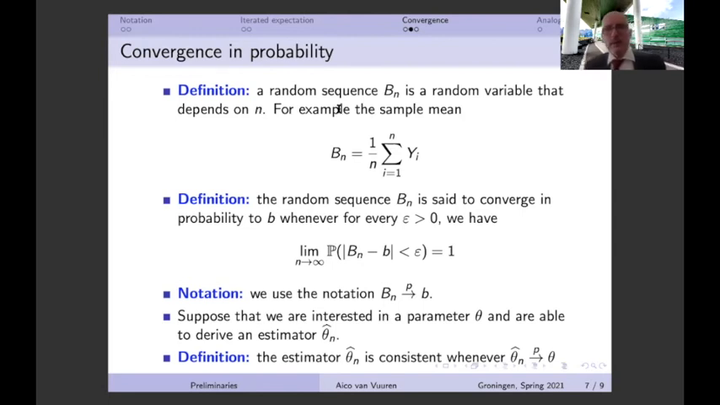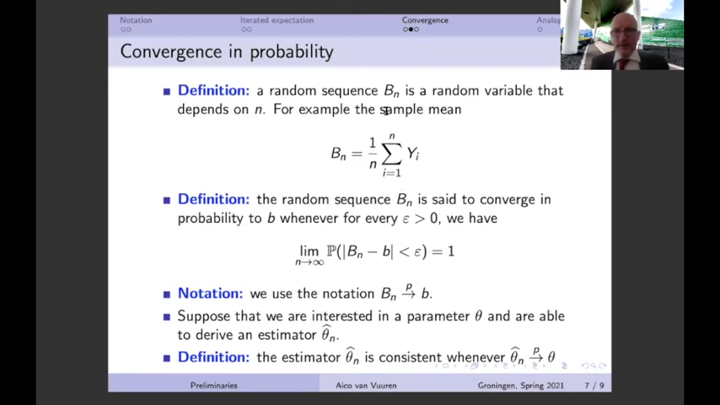Let's look at a very simple example of a random sequence. That is the so-called sample mean. And a sample mean is actually nothing else. Well, I'm pretty sure that you have already seen this before. It's the sum over all our observations. In this case, we only observe y, and we divide by the number of observations that we have.